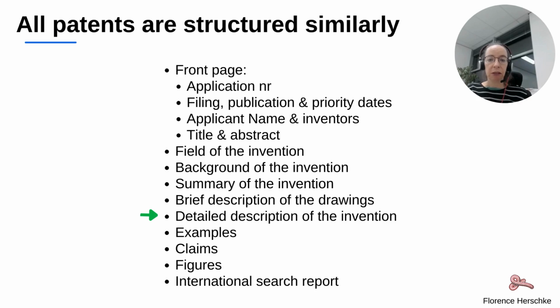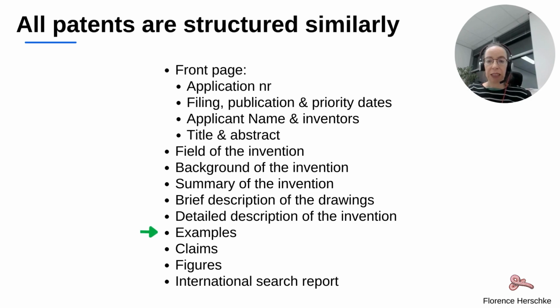Then the biggest part of the patent document is the detailed description of the invention. This is where most of the unintelligible language is found. And in this part, the goal for the patent attorneys is to really describe every possible way that the invention and the patent could be applied so that it is well protected.